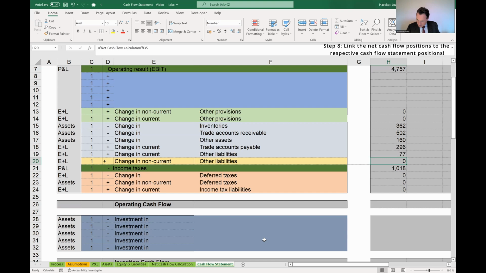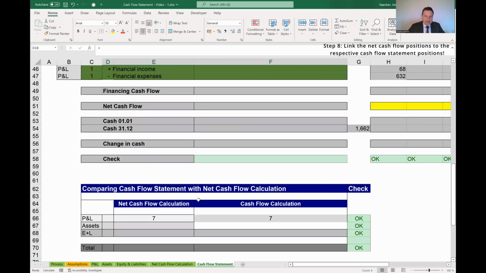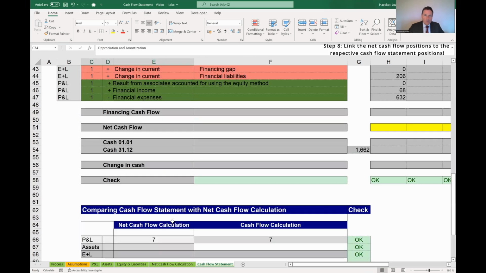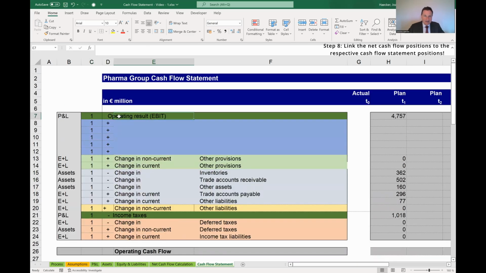77, press return. So we are done with that. Asset side minus, liability side plus. Then I move forward towards the position depreciation amortization, which is pointed out in blue. Well, I take the EBIT plus the D&A plus the change in provisions.